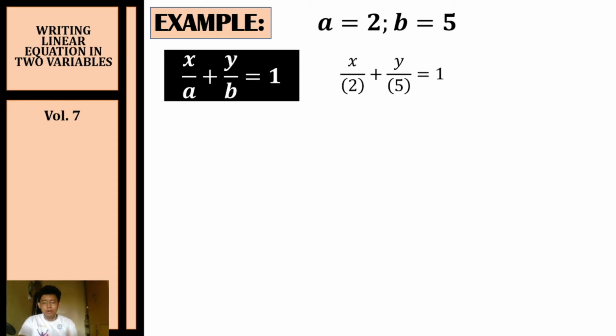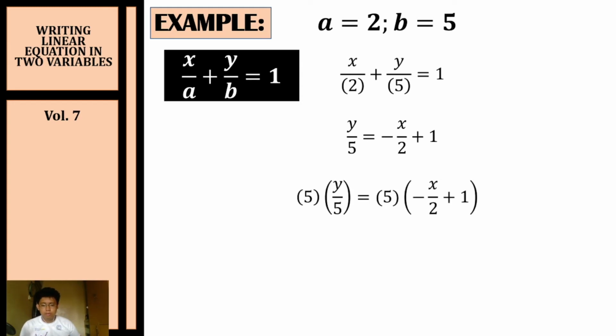Now let's transfer x over 2 to the other side of the equation by subtracting both sides by x over 2. We will have y over 5 is equal to negative x over 2 plus 1. Now let's multiply both sides by 5 to eliminate the denominator of y. So let's multiply both sides by 5. Let's distribute 5 to each term of negative x over 2 plus 1. We will have the equation of the line, which is y is equal to negative 5x over 2 plus 5.